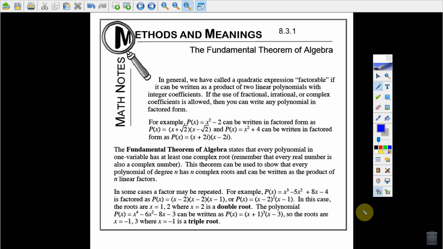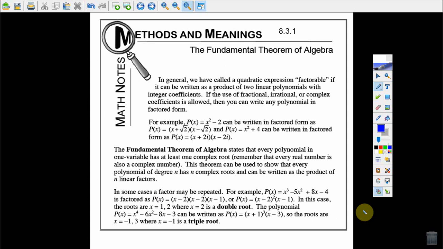We are on 8.3.1 and today we're going to be talking about the fundamental theorem of algebra. The fundamental theorem of algebra essentially states that every polynomial in one variable has at least one complex root and that the number of roots equals the degree of the polynomial. Let's see what that means and what we're talking about here.